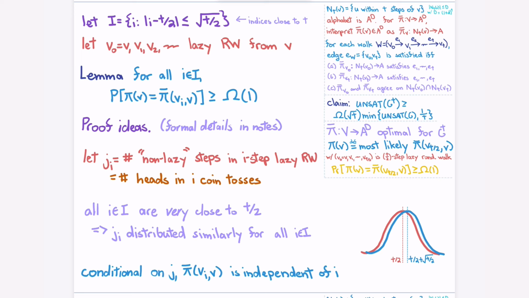This is looking at all the indices that are really close to T over 2, within square root T. The reason for square root T is that it's one standard deviation of flipping T coins. So we want to claim that for all these indices very close to the middle, with constant probability, the label for v is the same as the label for a walk that's I steps away, where I is almost T over 2.